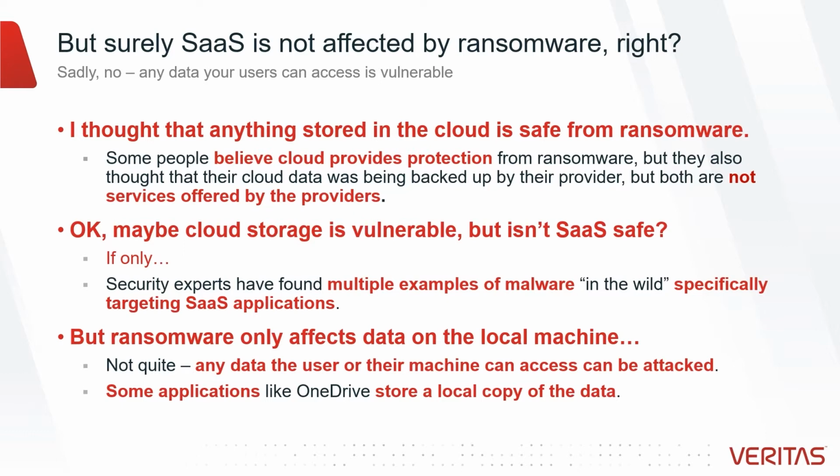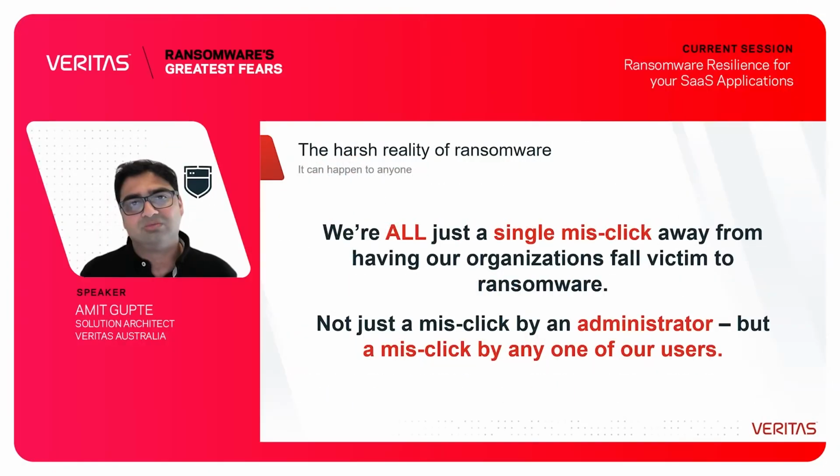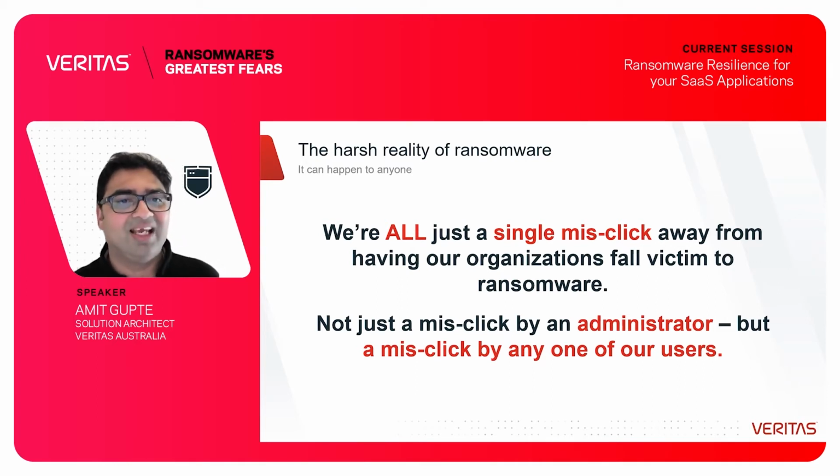But in order for all of that to work together, you need write access to the data. This means that ransomware can actually encrypt your inbox or your mailbox, shared mailboxes, shared drives, SharePoint, and OneDrive site collections all at once. So the harsh reality of ransomware, one of the scariest things about it, is that it can attack anyone at any time. In fact, there is only a single misclick standing between us and ransomware.